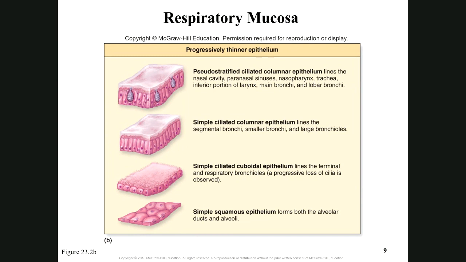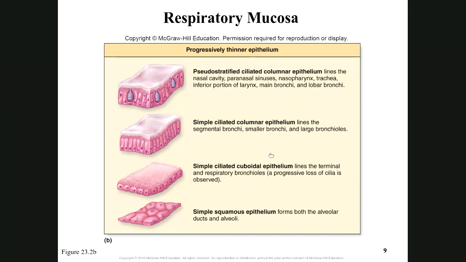And we need to change this pseudo-stratified ciliated columnar epithelium to the thinnest epithelium which we have. And this thinnest epithelium is the simple squamous epithelium. We have it in the alveolar duct and alveoli, and then we have gas exchange very easily.